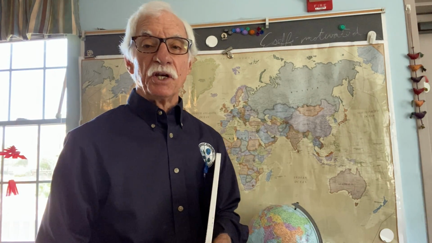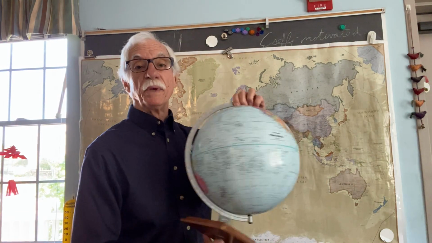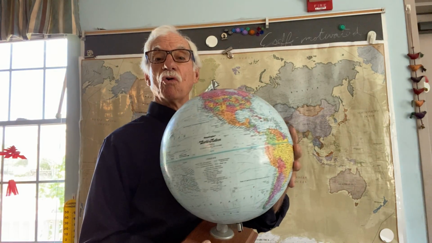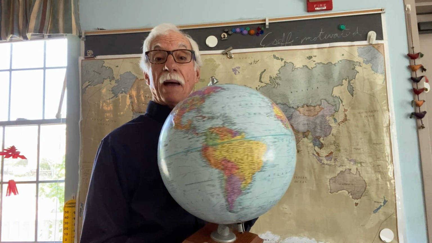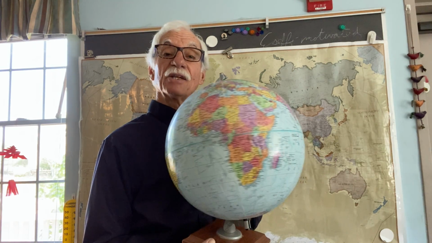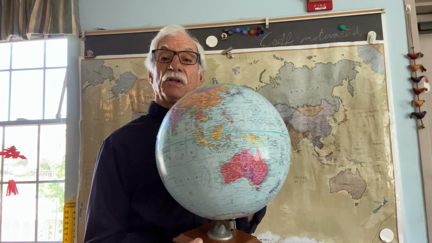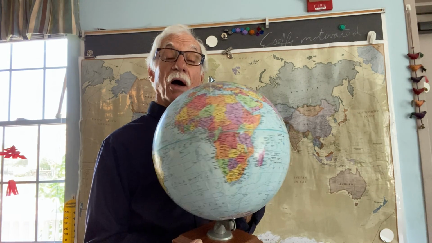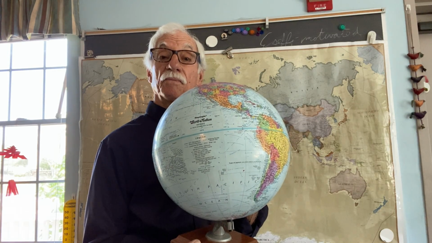The concepts you need to know in order to read maps: I have my globe here, and a globe is a map. It's a realistic map because the Earth is a sphere, and it's interesting to see how the continents of the Earth and the oceans all appear on our Earth as a sphere.